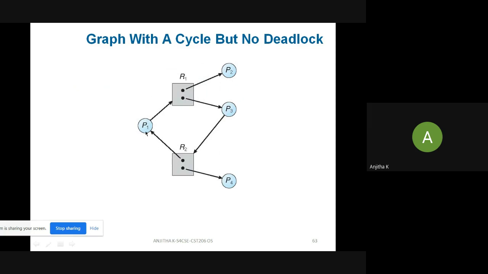This is a cycle. But here there is no deadlock. Why? Here look, P1 is requesting for R1. Okay, but R1 is not available because R1 is used by P2 and P3. Now P3 is requesting for R2. Okay, but R2 is used by P1 and P4.